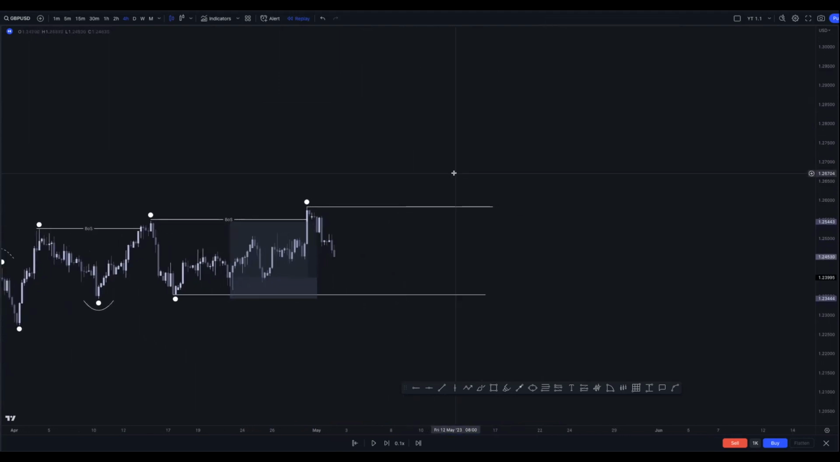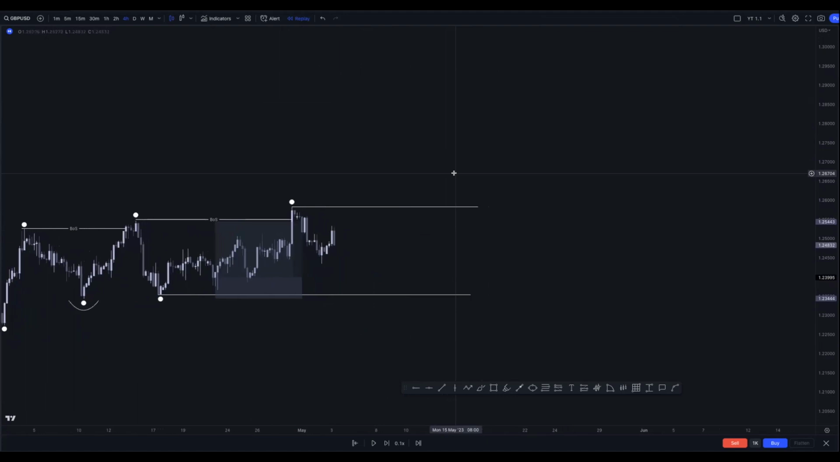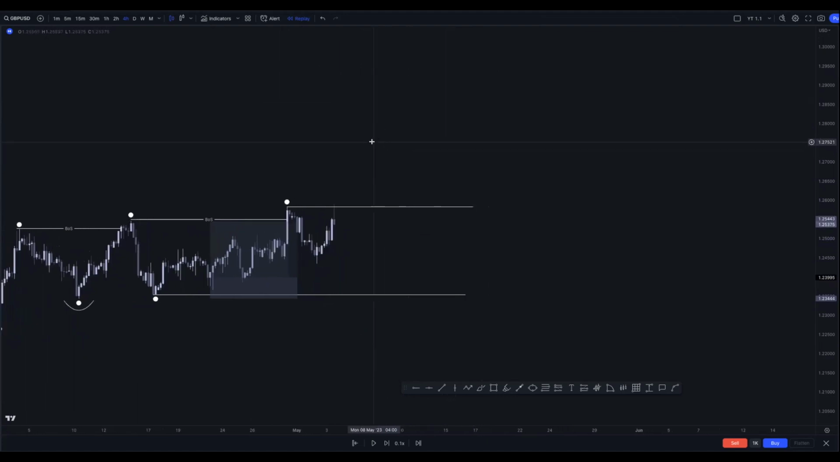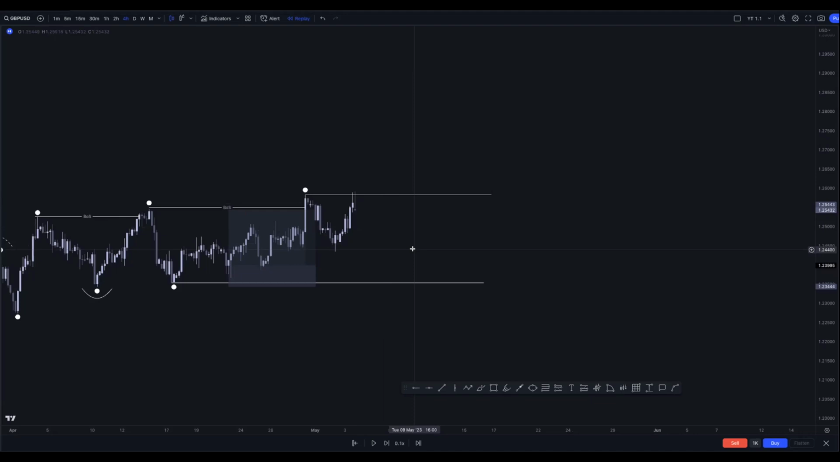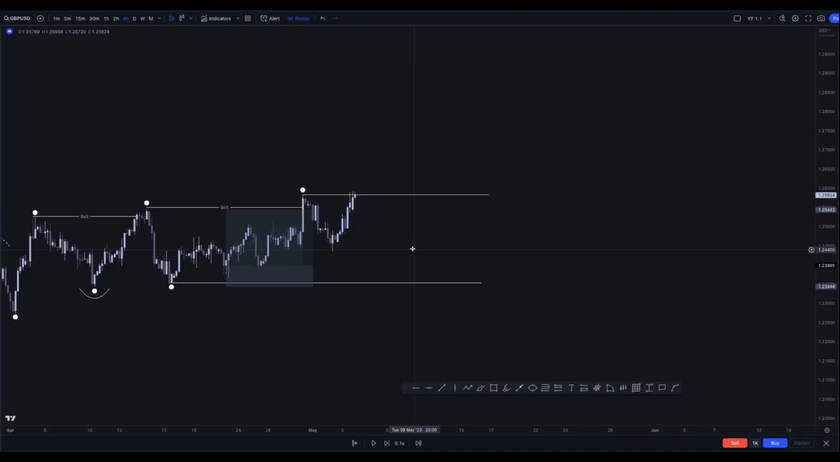I know it seems like I'm going slow, but just bear with me. I'm trying to ingrain these concepts for you. So it wicks above it right here, so it's not a break of structure. We need a candle body closure. See if we get it.